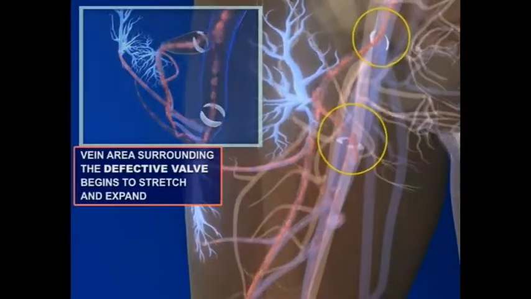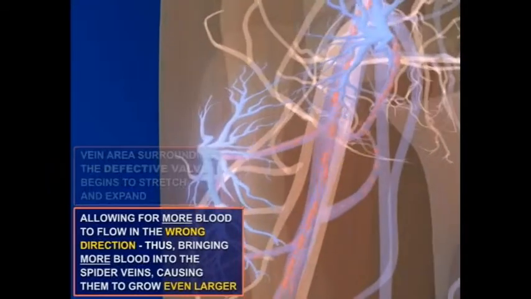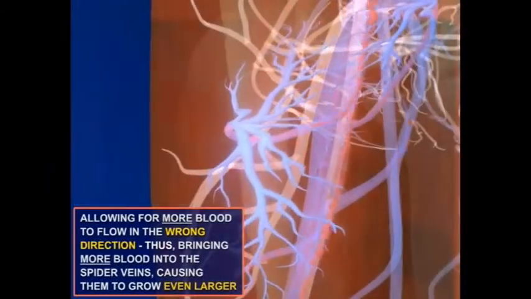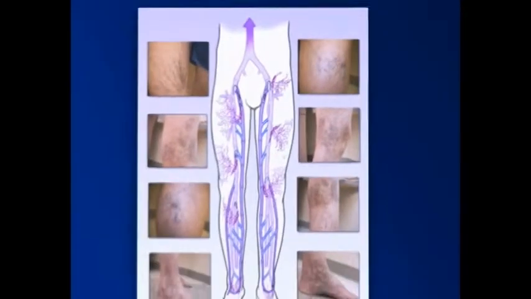Scenario 1. When the valve becomes incompetent, in other words it starts to leak, it allows the blood to flow in the wrong direction downwards. The blood then re-enters the deep veins through the perforating veins. This causes enlargement of the deep veins, which in turn causes the deep valves to become incompetent.